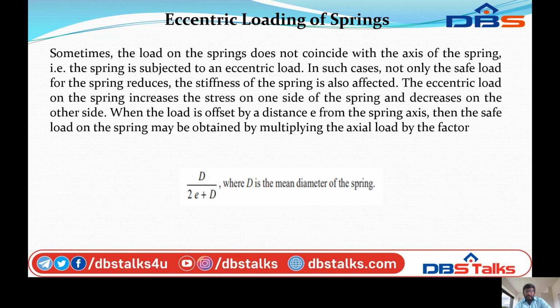When the load is offset by a distance from the spring axis, then the safe load of the spring may be obtained by multiplying the axial load by a factor.